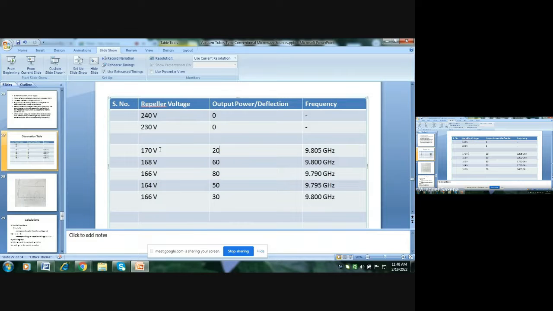At 170 volt, suppose we get 20 divisions on the indicating meter. So this is the starting of the formation of the bunches and interaction with the cavity in favorable mode.